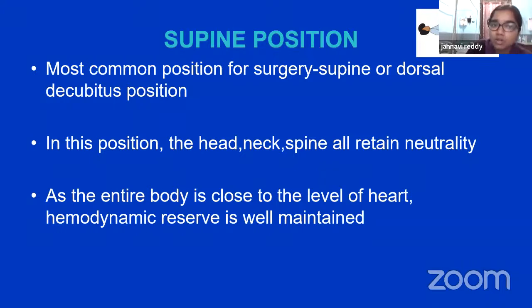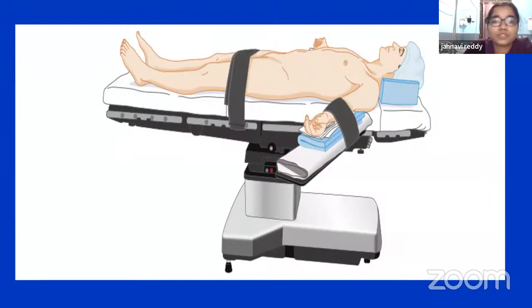Supine position is also called dorsal decubitus position. It is the most common position which is used in surgical situations nowadays. In this position, head, neck, and spine will all retain neutrality. So the entire body is very close to the level of the heart, and hemodynamic reserve is very well maintained. This is supine position. So the head, legs, trunk, and hands are all at heart level, and neutrality is retained. So hemodynamic stability is much better in this position.